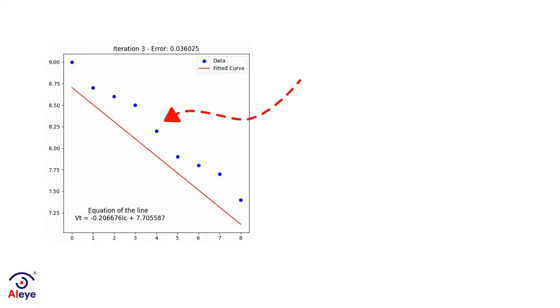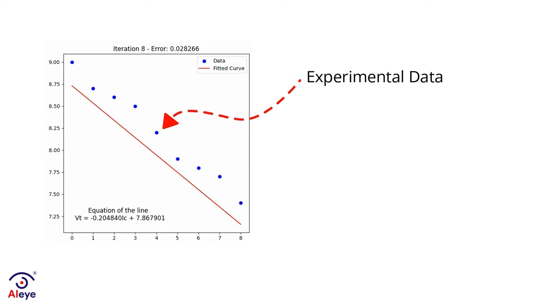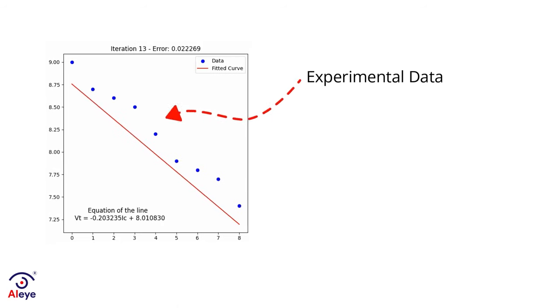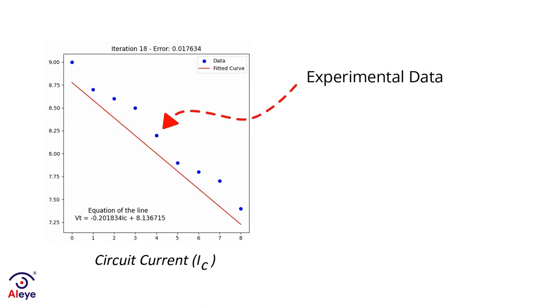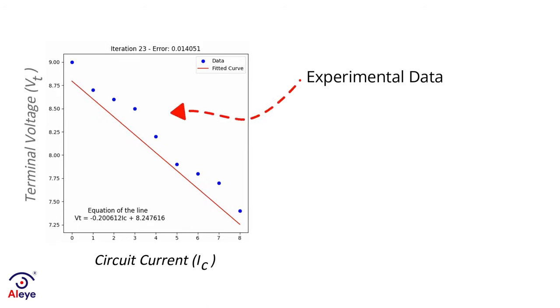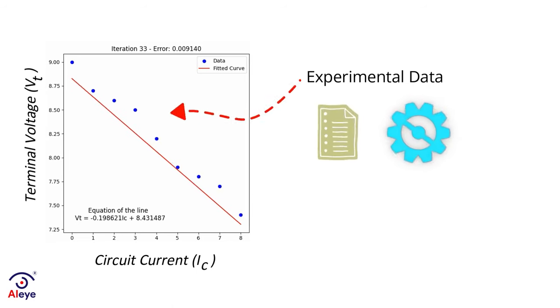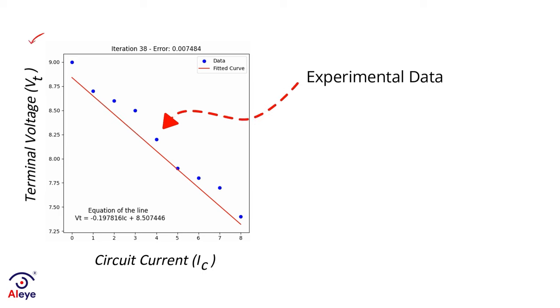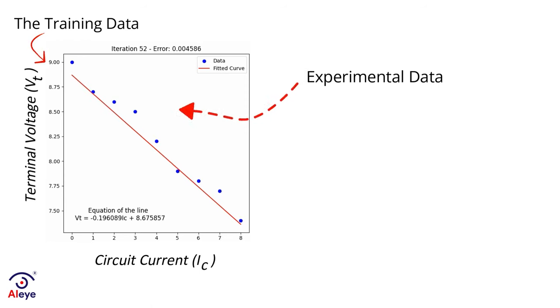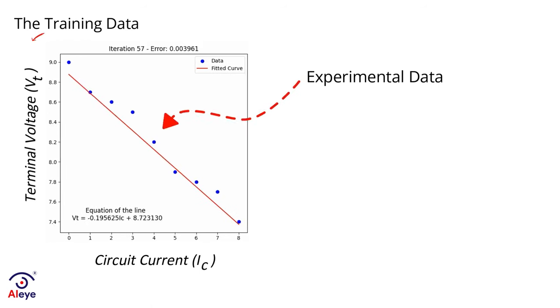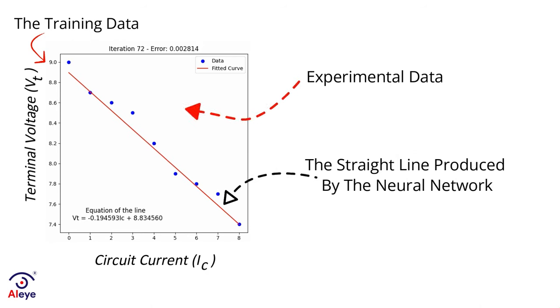The blue dots show the experimental data we collected. The horizontal axis is the circuit current, and the vertical axis is the terminal voltage. We use this data to train the neural network. We usually call them the training data. We want the neural network to learn the straight line, or linear relationship, between the terminal voltage and the circuit current. The red line is the straight line produced by the neural network.